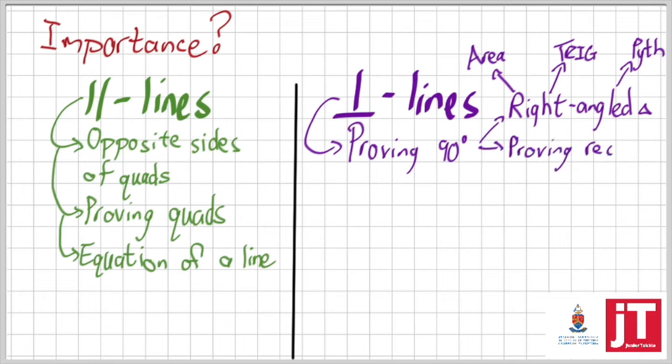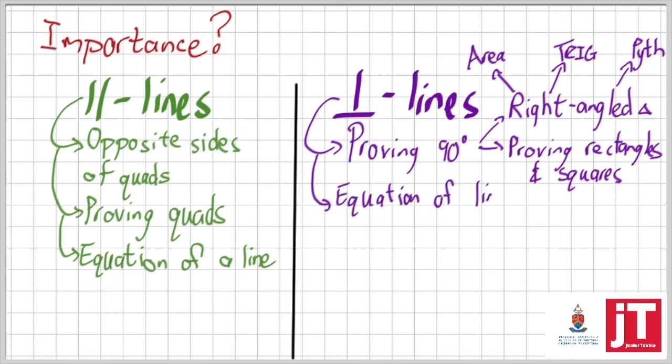But right angles also can be used to prove rectangles and squares. Lastly, perpendicular lines are also going to be used again to determine the equation of the line. If I've got one gradient, I can get the second gradient. Keep watching in the next coming videos where we're going to discuss this in a lot more detail.